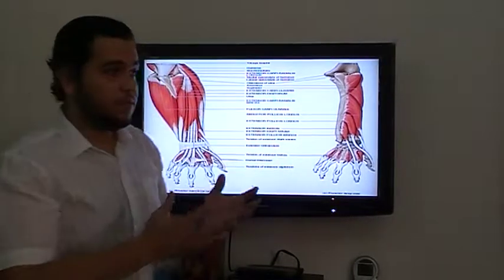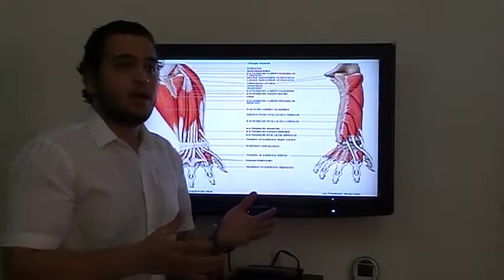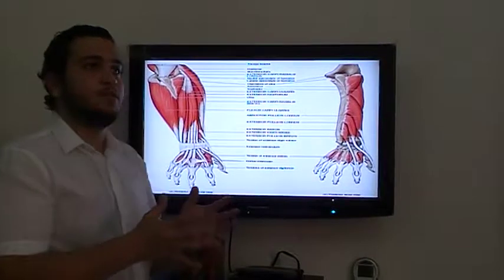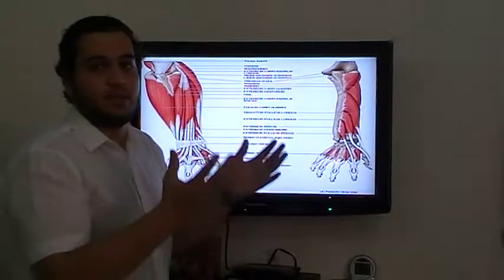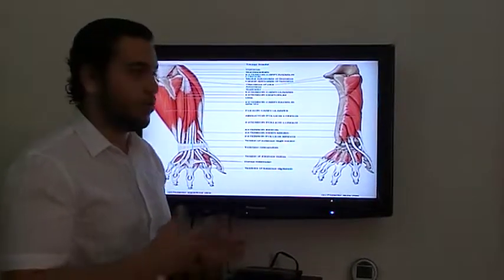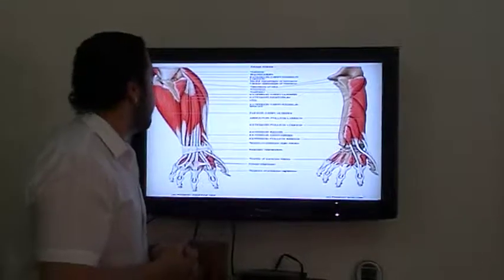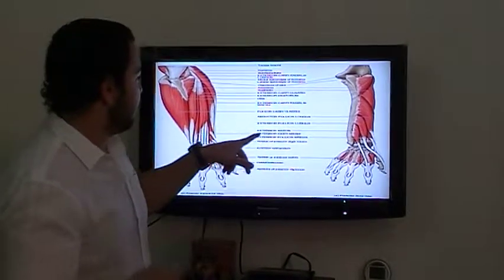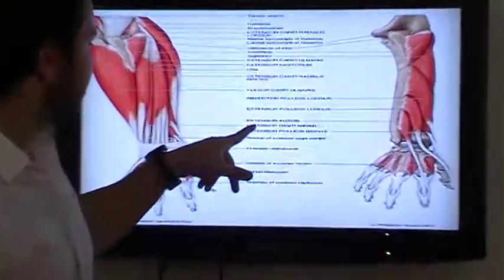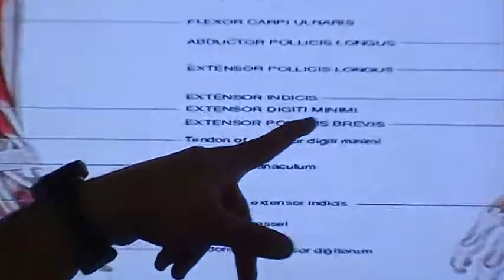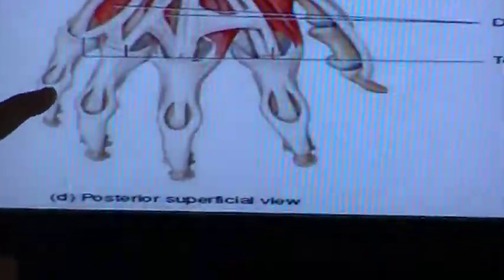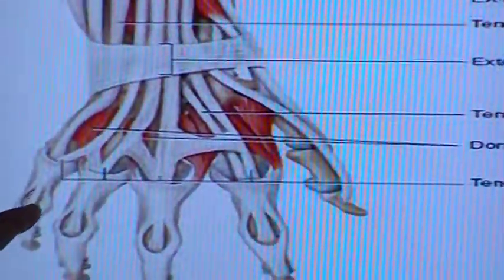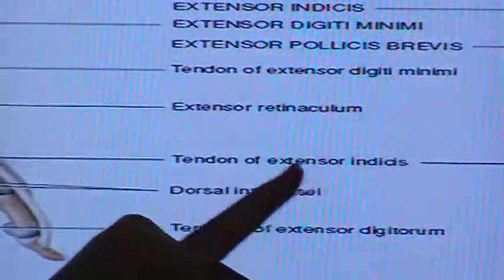These three fingers have different tendons. They have more than one tendon. So basically, what you see here is extensor digiti minimi. If you look here, you could follow the line, and you could see that it's going to the digiti minimi finger. So we call it extensor digiti minimi. It extends the digit.